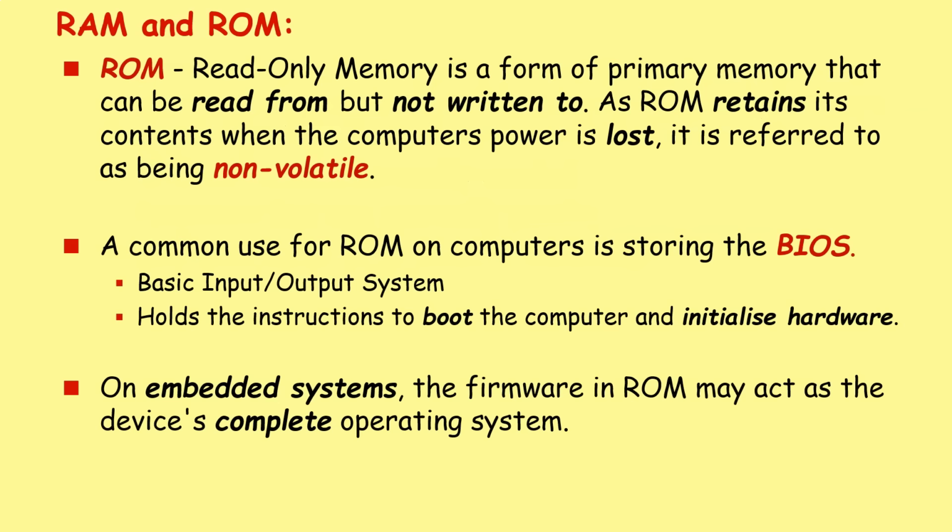ROM is read-only memory. It is a form of primary memory that can be read from but not written to. As ROM retains its contents when the power is lost, it is referred to as being non-volatile. A common use for ROM on computers is storing the BIOS, the basic input-output system. It holds the instructions to boot the computer and initialize hardware. On embedded systems, the firmware in ROM may act as the device's complete operating system.